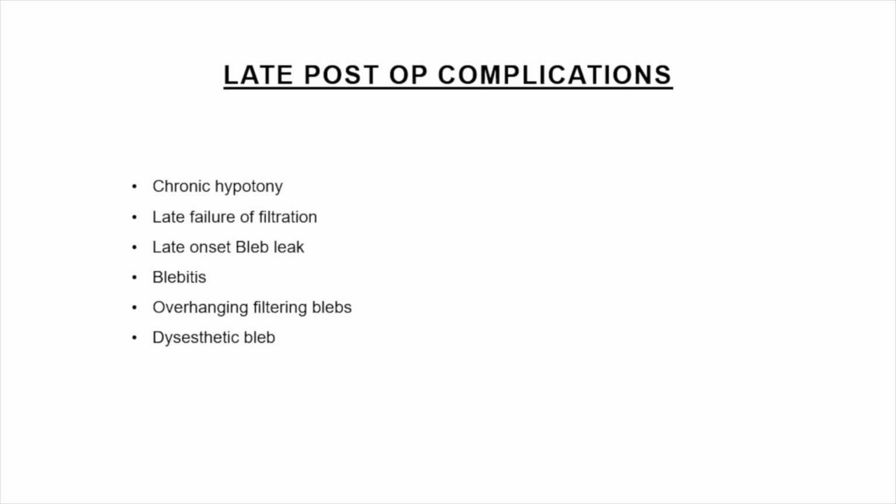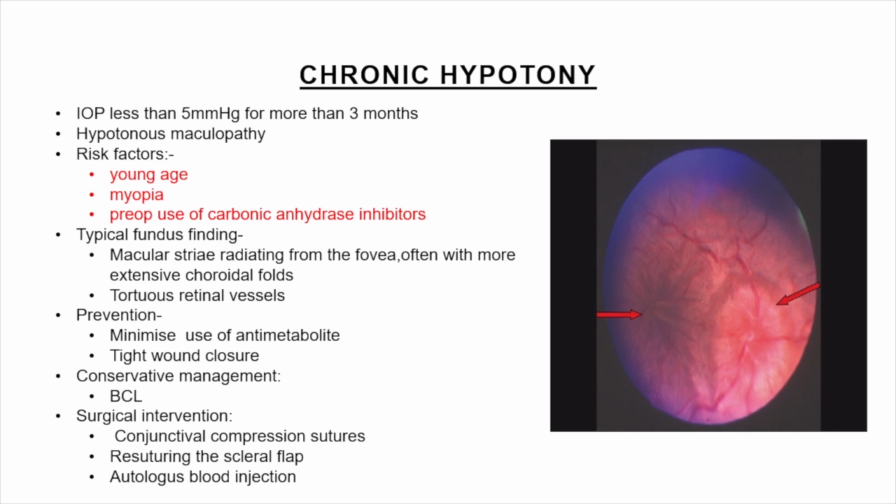The late post-op complications may be a chronic hypotony, a late failure of filtration, a late onset bleb leak, blebitis, an overhanging filtering bleb, or a dysaesthetic bleb. Chronic hypotony is usually said when the IOP is less than 5 mm of Hg for more than 3 months. In hypotony maculopathy, the risk factors are young age, high myopia, and pre-op use of carbonic anhydrase inhibitors.